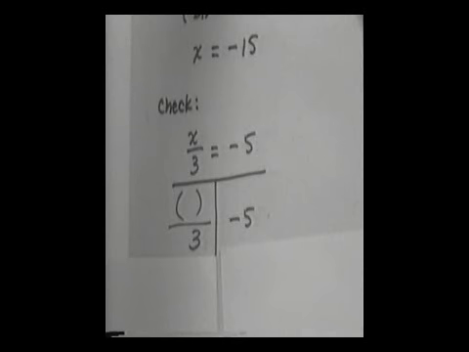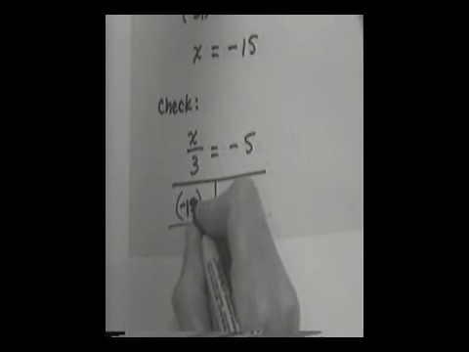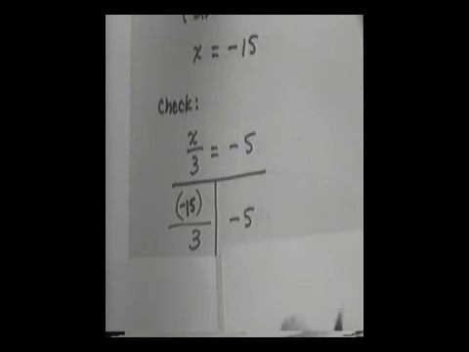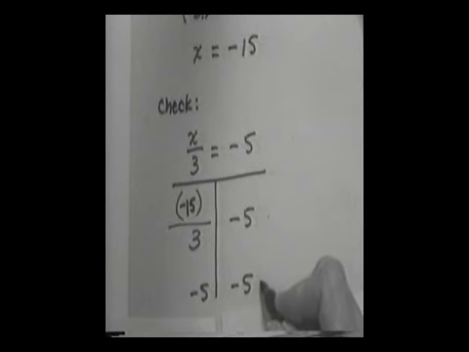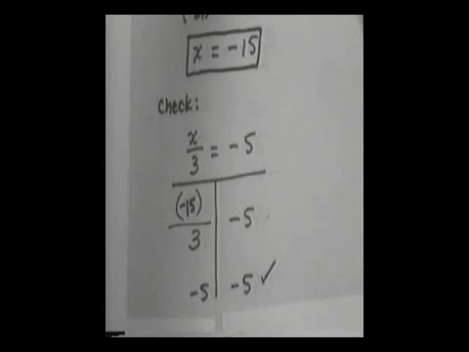The x number we're testing is negative 15, so we'll fill in negative 15 for x. Negative 15 divided by 3 is negative 5. On the right we have negative 5 to start with, and so the check is quick and correct. That means that our answer is x equals negative 15.